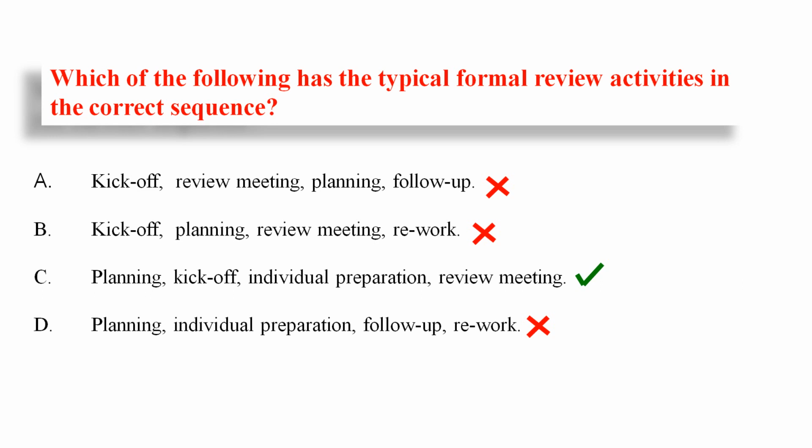This is a sequence. First planning, and then go for kickoff, and then go for individual preparation for the review. After successful completion of a review, then they will go for review meeting. The review meeting is the last stage, right? After review meeting, follow-up will be there. Rework and follow-up will be there, right? This is the correct option, correct sequence with respect to the given options A, B, C, D.